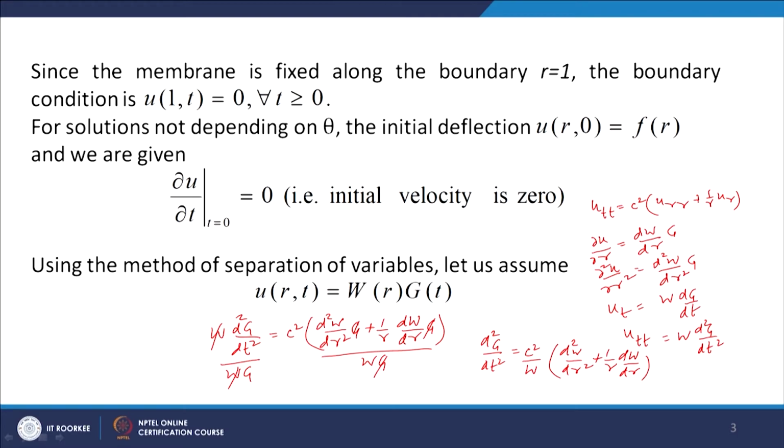We can write this as 1 by c square, with 1 by G also there. So we have 1 by (c square G) into d square G by dt square equal to 1 by W into (d square W over dr square plus 1 by r dW by dr). Now you can see the left hand side is a function of t alone, while the right hand side is a function of r only.